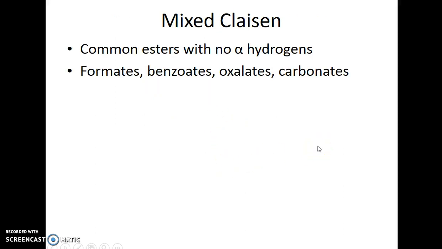You can have mixed Claisens on esters with no alpha hydrogens. So we look at formates. That would be an ester of formic acid. Benzoates have no alpha hydrogens. Oxalates, that's 2 acids stuck together basically, is what oxalic acid is. And carbonates, that's basically a carbonyl with an alcohol group on either side. Carbonic acid, 1 carbon acid, and then you have ethanols on either side, or some kind of alcohol group on either side. Let's look at some examples.